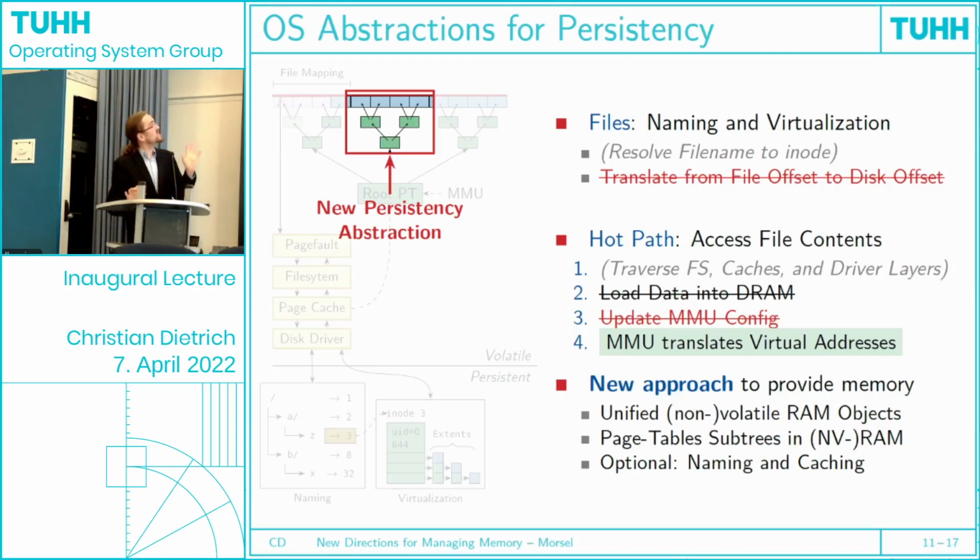And our idea is we take a part of this tree and say, this is our new persistency abstraction, a subtree of the page table tree. And by that, we can unify volatile and non-volatile objects in memory. So we use the page table subtrees. And what we also do is we say, okay, naming is optional. You can do naming, but you don't have to. When you know the number, just use it. And what we do is that we don't do caching in DRAM. Not always. We allow you to do that as an optional feature, but we want to avoid it.